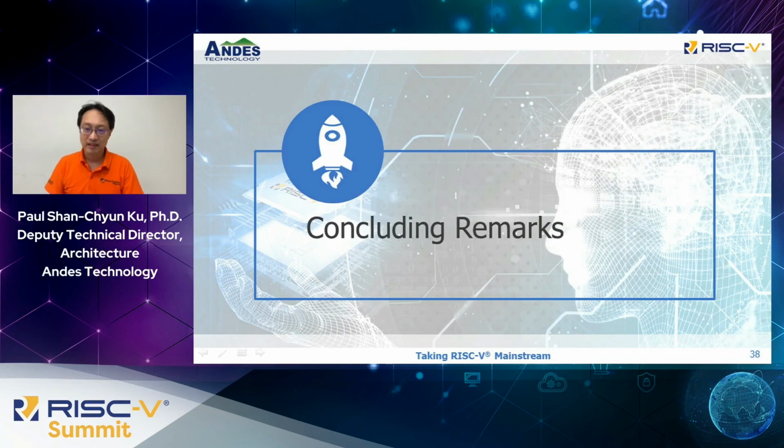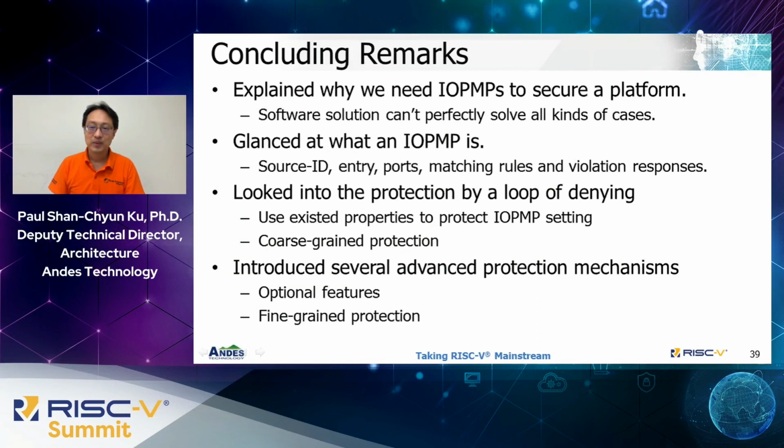We are close to the end. Before wrapping up, let's summarize this session. We explained why we need IOPMP to secure a platform. We found that the pure software solution cannot perfectly handle all kinds of situations. We also glanced at the major models in the current IOPMP proposal. Then we dove into how to protect IOPMP. We saw the loop of denying, which provides a coarse-grained protection and doesn't require any new features. Finally, we looked at several fine-grained protection mechanisms.